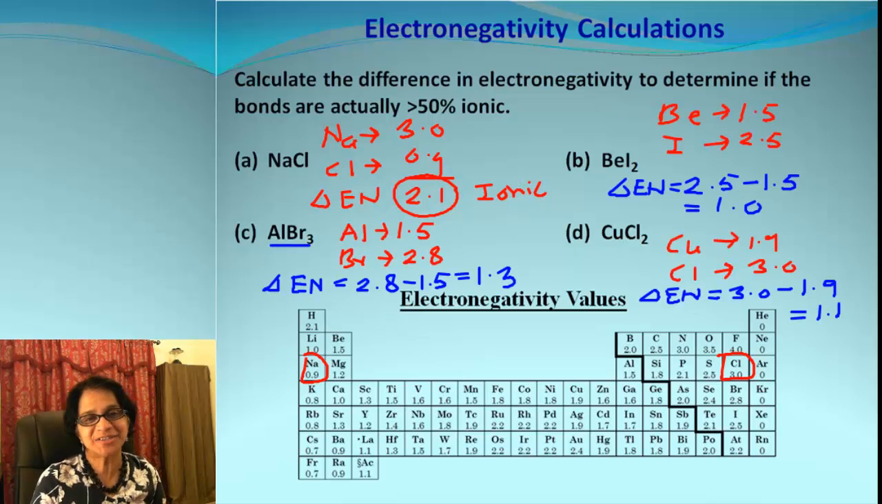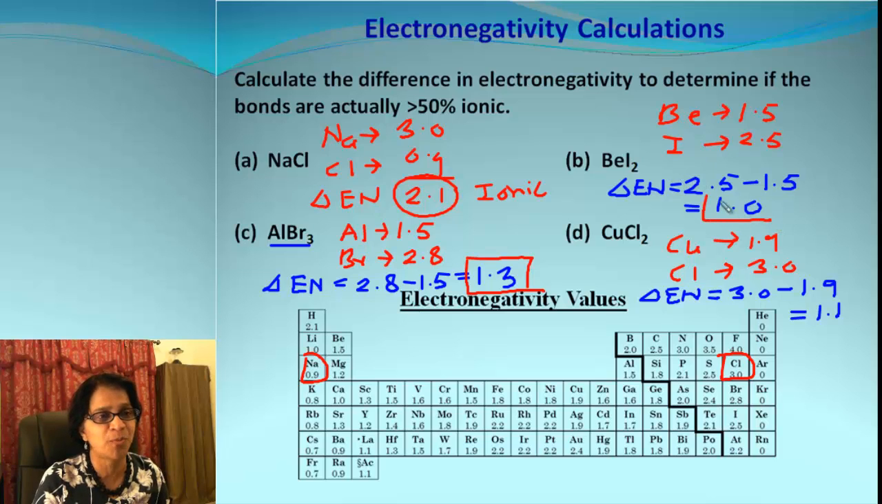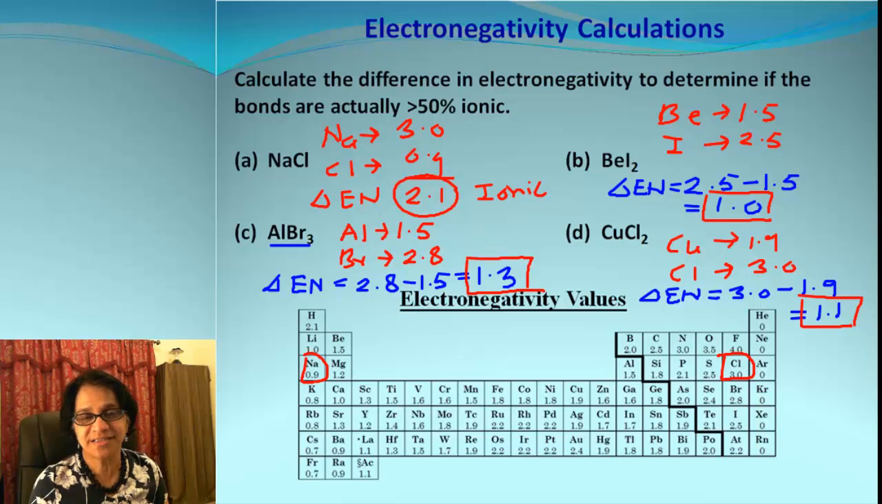So if we do the same calculations for the remaining bonds in these compounds, what information do we get? For aluminum bromide, a bond between aluminum and bromine will have delta EN equal to 1.3. Then for beryllium iodide, it is 1.0, and between copper and chlorine, it is 1.1. Of course, keep in mind, this is a prediction of whether the bond is more than 50% ionic or not. We also use other theories and other rules.